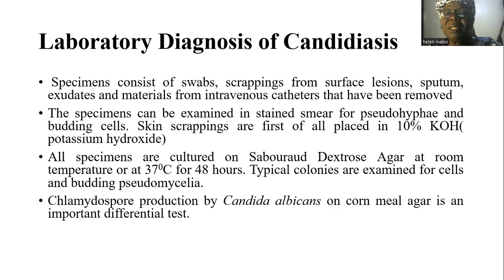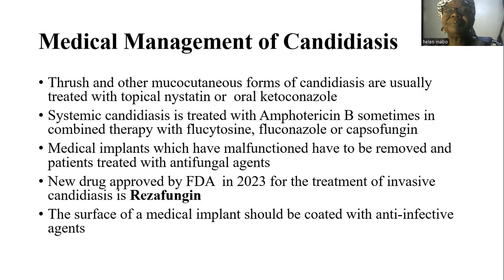All specimens are cultured on Sabouraud dextrose agar at room temperature and at 37 degrees Celsius for 48 hours. Typical colonies are then examined for cells and budding pseudomycelia. Chlamydospore production by Candida albicans on cornmeal agar is an important differential test.